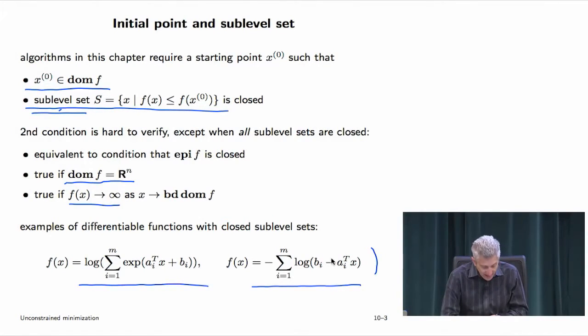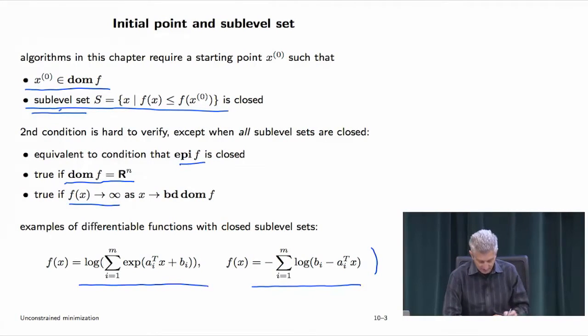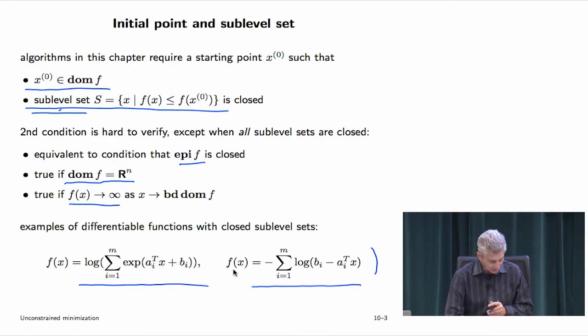That's the domain. And in fact, this has the property that epi f is closed. And what happens here is that it's a barrier. As you move towards the boundary, if a_i^T x gets close to b_i, then one of these terms gets super negative. With the minus sign here, the whole function goes to plus infinity. So, okay.